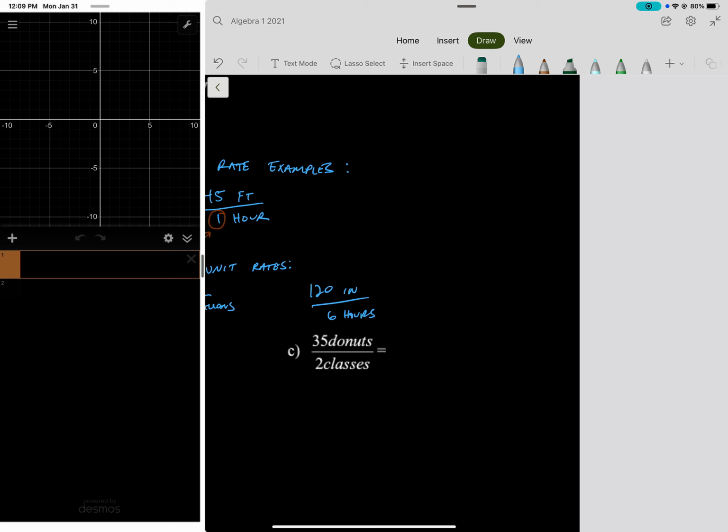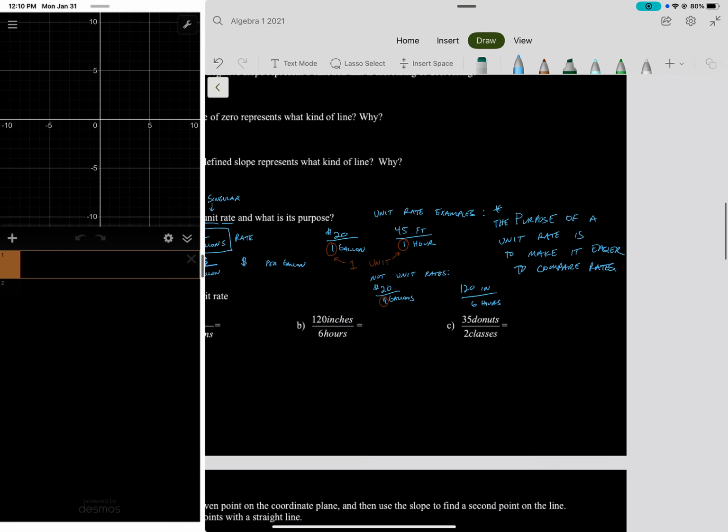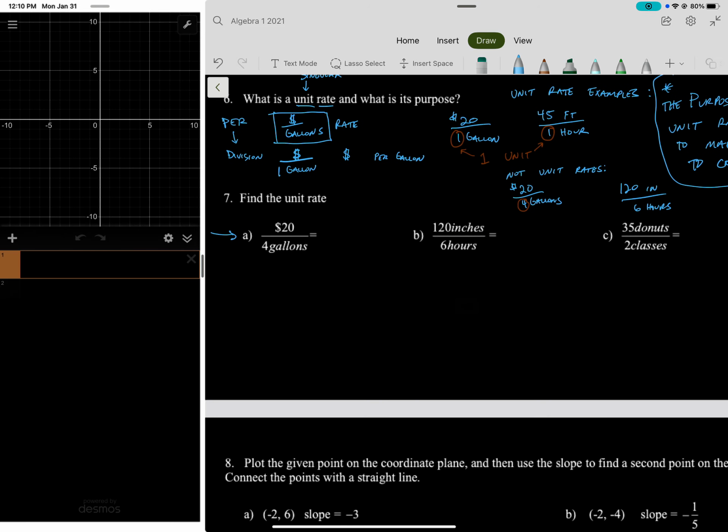It will make it easier, I should say the purpose, we'll do a star here, of a unit rate is to make it easier to compare rates. We'll see when we start doing some examples. We'll see what I mean by this. If everything has the same denominator of 1, I can compare those rates.